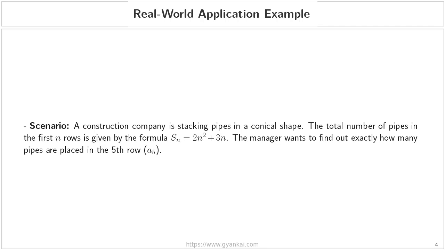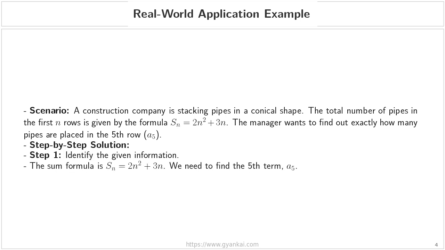Imagine a construction company is stacking pipes in a conical shape. We are given a formula where the total number of pipes in the first n rows is represented by S sub n, which equals 2n squared plus 3n. The manager needs to find out exactly how many pipes are placed specifically in the fifth row, which we represent as a sub 5. To solve this, we will follow a clear step-by-step process.